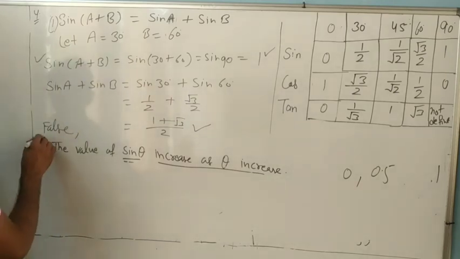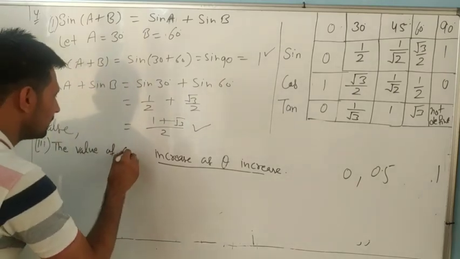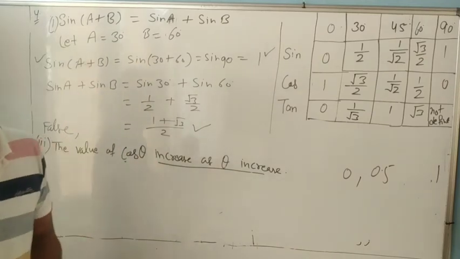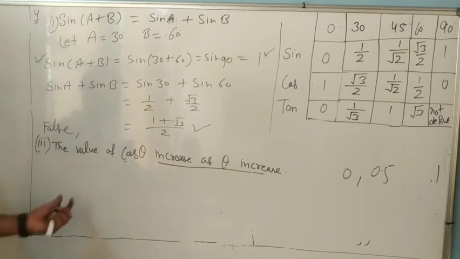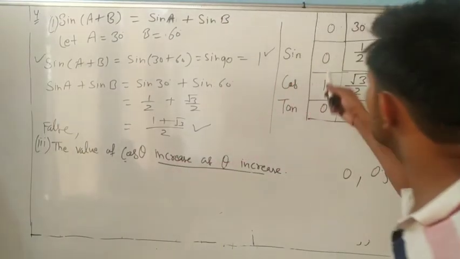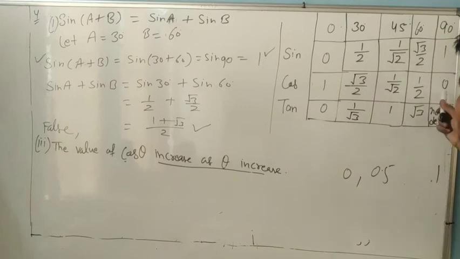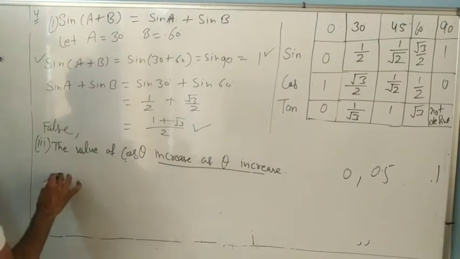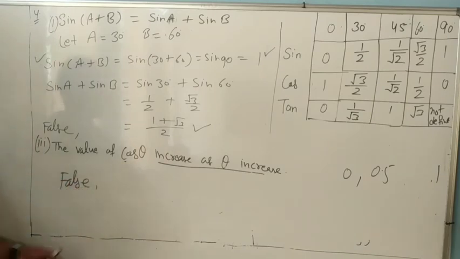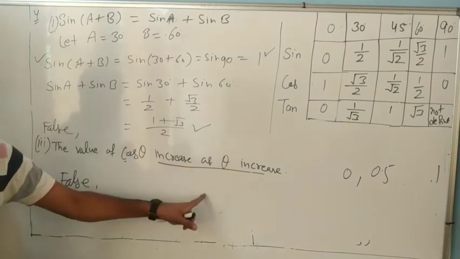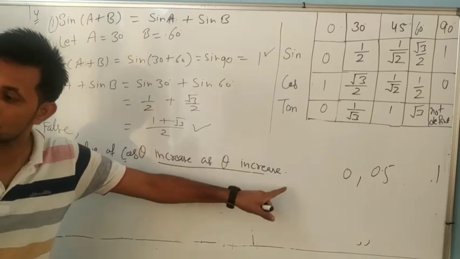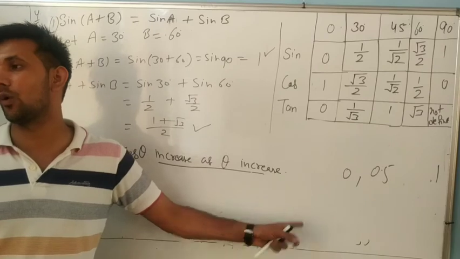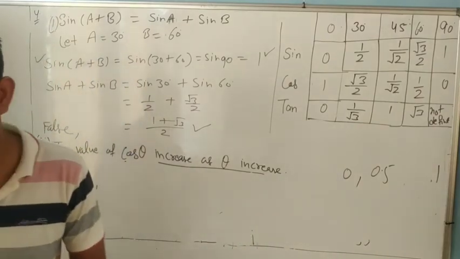The value of cos theta increases as theta is increased. Yes or no? Now check for cos. Cos 0 is 1 and cos 90 is 0. So is the value decreasing or not? So you will write it is false. Write cos 0, cos 30, cos 60, cos 90. Then write it is false because the value is decreasing. Do this one yourself also.